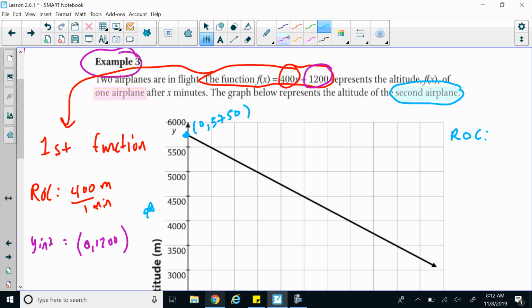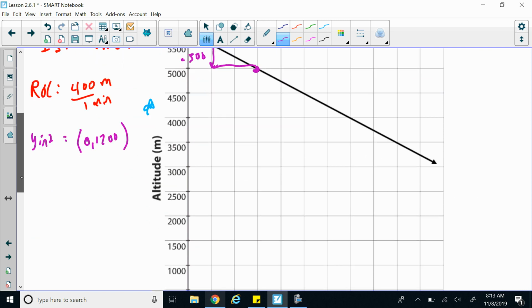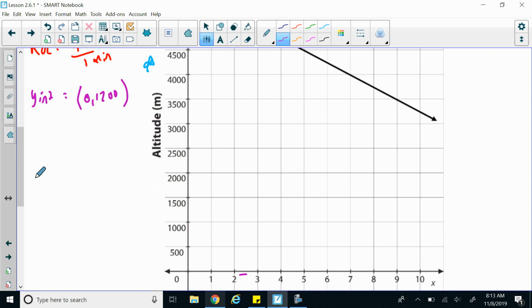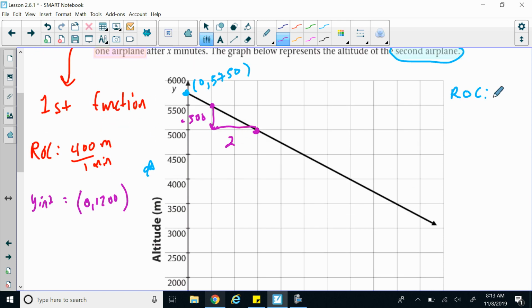I think this is going to be the best one, because to calculate the ROC, I'm actually going to choose nice points. So 550, and then this is another nice point, which is 5,000. So I'm going to go down 500, because from 550 to 5,000 is 500, over, and then if you look, from 1 to 3, it's 2 minutes. So 2. So our ROC is going to be negative 500 over 2, which will simplify to negative 250 over 1. So that's going to be your rate of change. So it's going to be meters over minutes. All right.